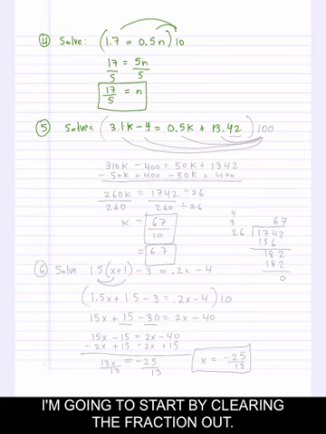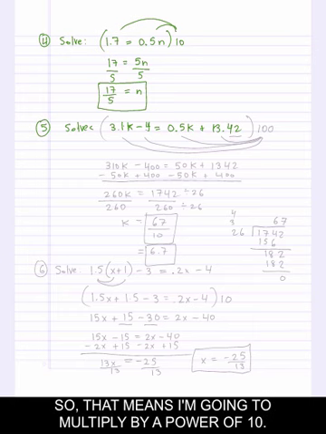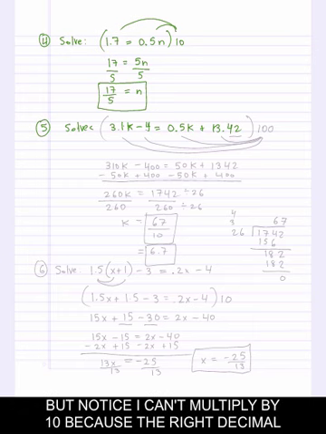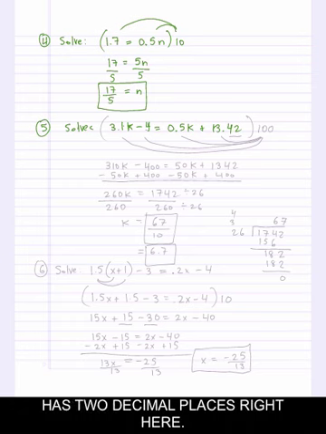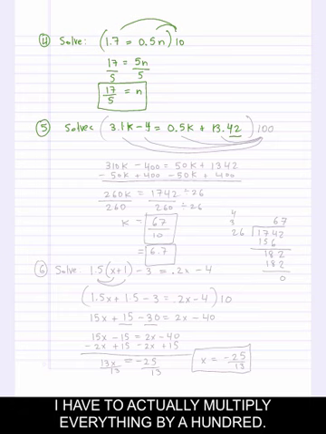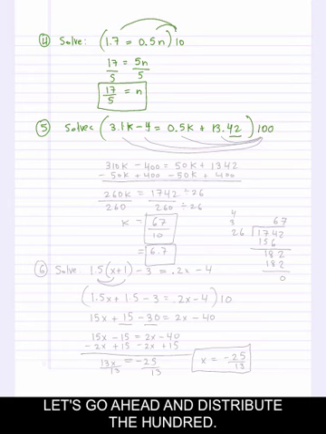I'm going to start by clearing the fraction out. So that means I'm going to multiply by a power of 10. But notice I can't multiply by 10 because the right decimal has 2 decimal places right here. So in order for me to get rid of those, I have to actually multiply everything by 100. Let's go ahead and distribute the 100.